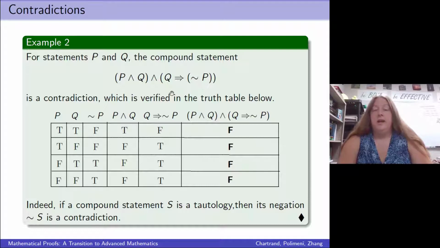And now I have the component parts, the right-hand side and the left-hand side, all put together, and I can take that conjunction. So remember, for the conjunction to be true, both statements must be true. So I go through, and in every single row, at least one of the statements is false, and so I get an entire table of false values for that conjunction. And that means that the statement is a contradiction.